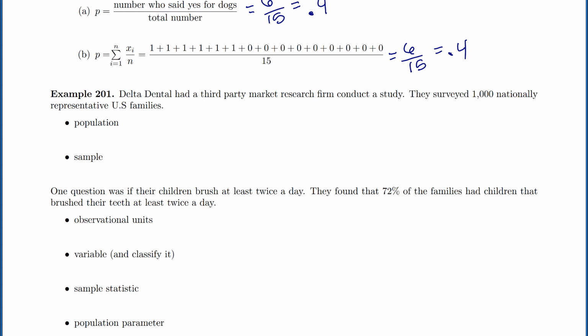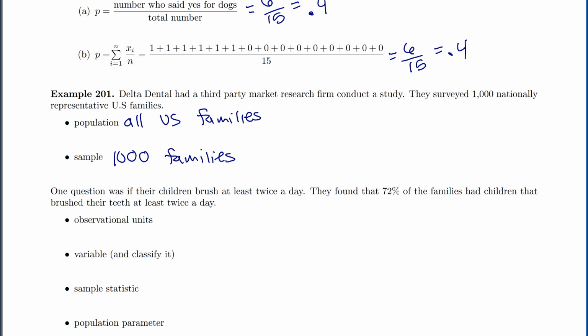So in our next example, Delta Dental had a third-party market research firm conduct a study. They surveyed 1,000 nationally representative U.S. families. So my population would be all U.S. families. The sample is the 1,000 families they actually surveyed. One question was if their children brush at least twice a day. They found that 72% of the families had children that brushed their teeth at least twice a day.